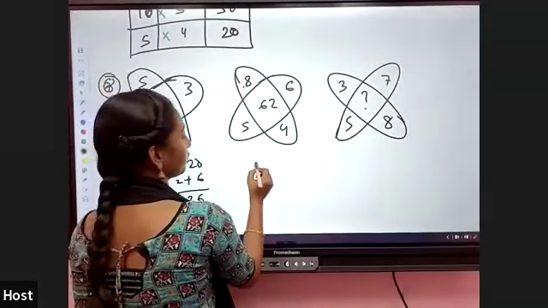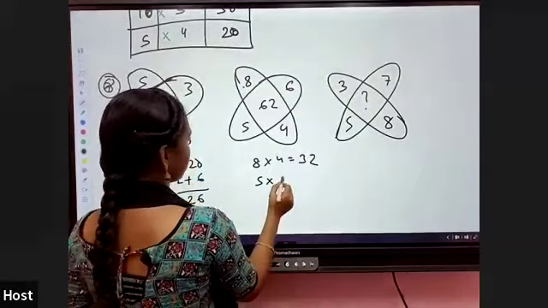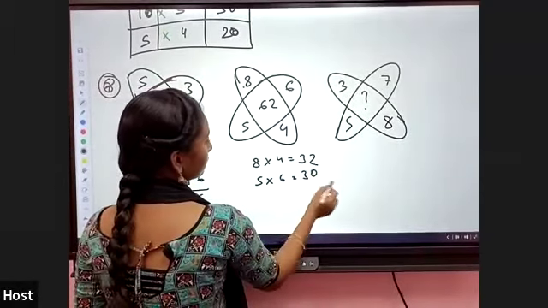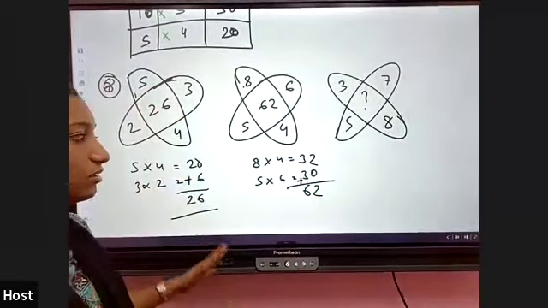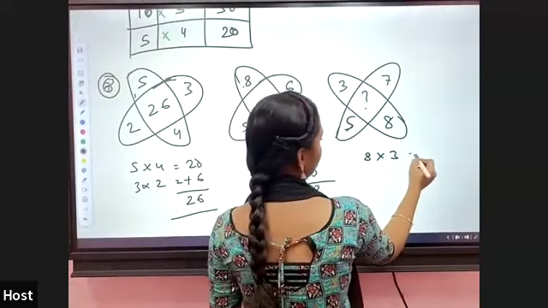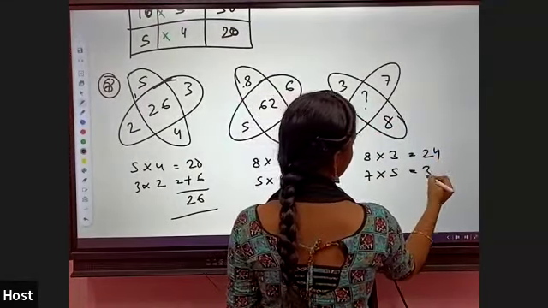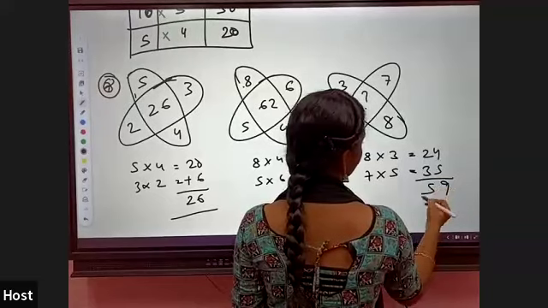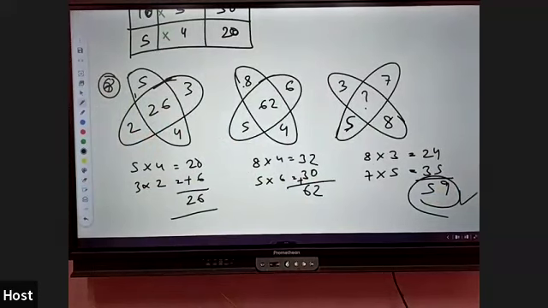Next, 8 into 4 equal to 32. 5 into 6 equal to 30. So, 62. By adding, it came 62. Okay, this is also the answer. Next, 8 into 3 equal to 24. 7 into 5 equal to 35. So, 59 is the missing term. Okay. 59 is the missing term in the question.